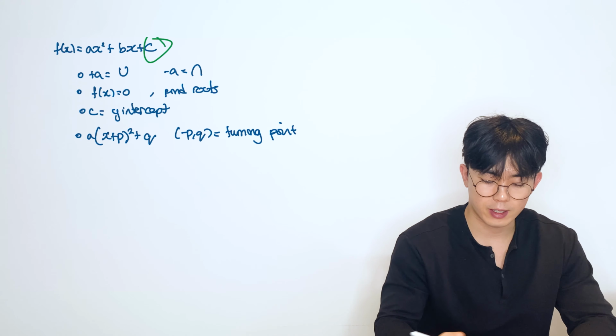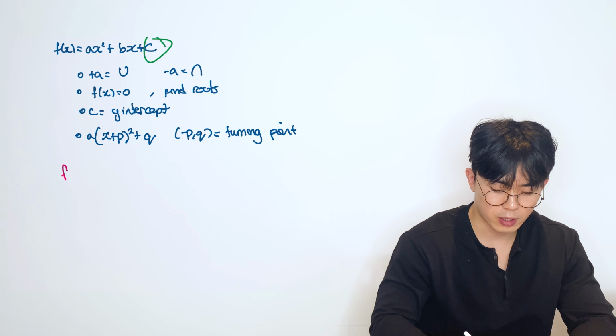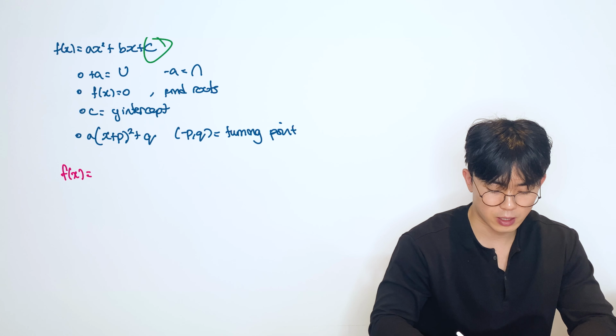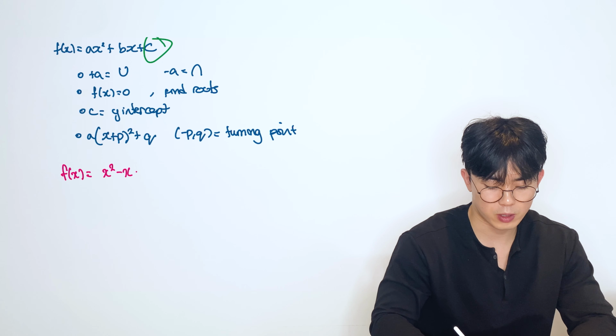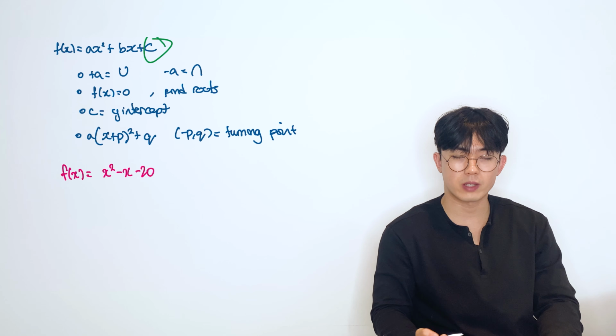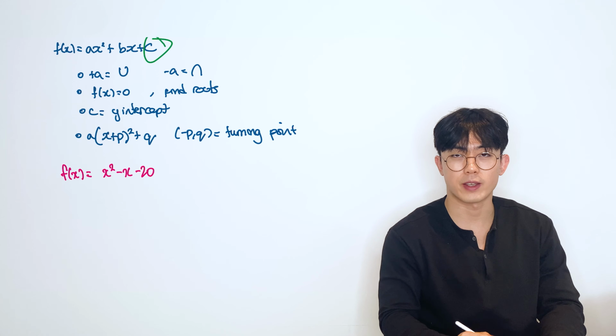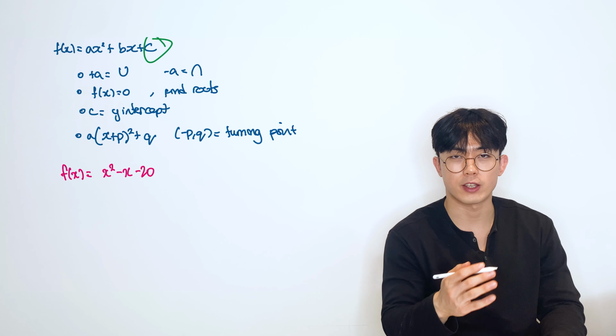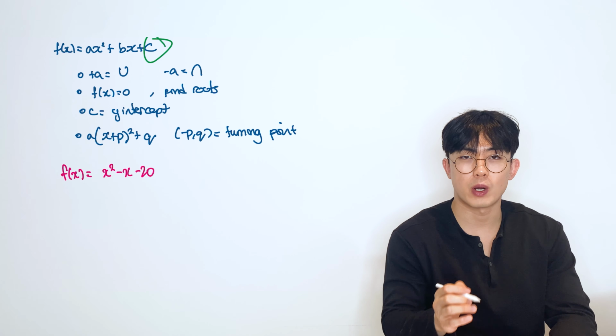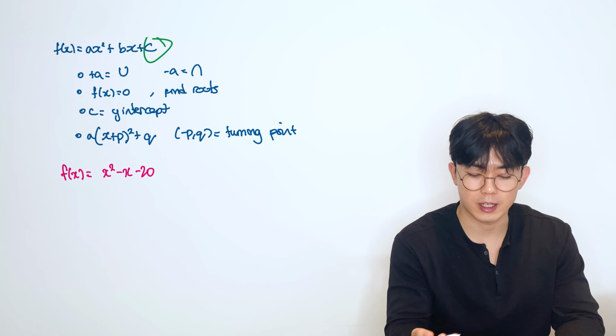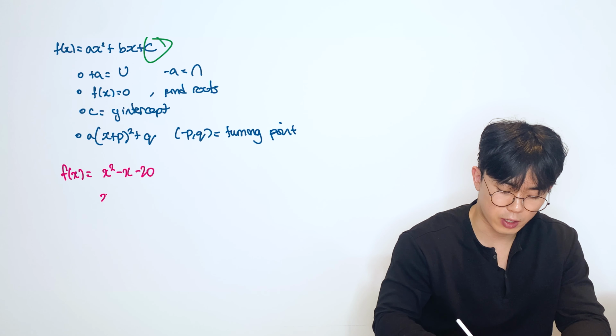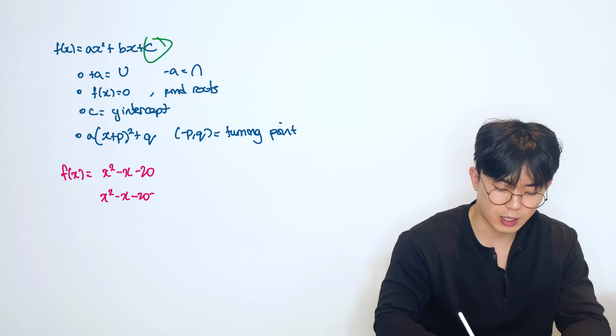So let's try a graph. Let's say I want to sketch the function f of x is x squared minus x minus 20. Right, so first things first, our a value is technically 1, bigger than 0, so it's going to look like a U shape. And I need to know where it crosses the x-axis, i.e. the root. So I equate that equal to 0, and then I can find x.